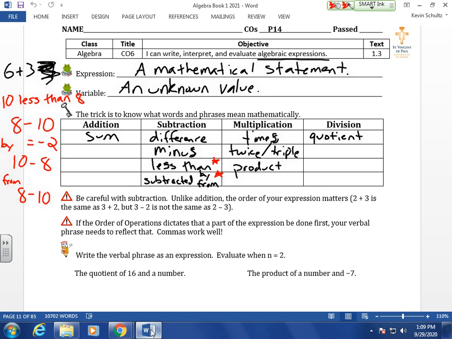Lily, go ahead. For addition, more than. More than is under addition. Plus for addition, yes. Division's feeling left out. Is there any?